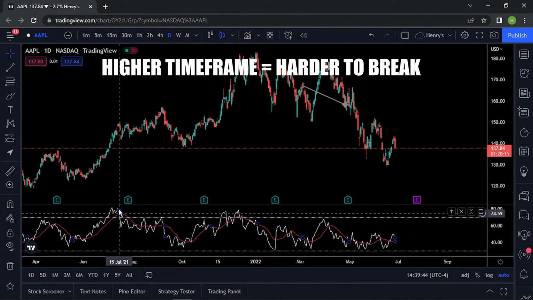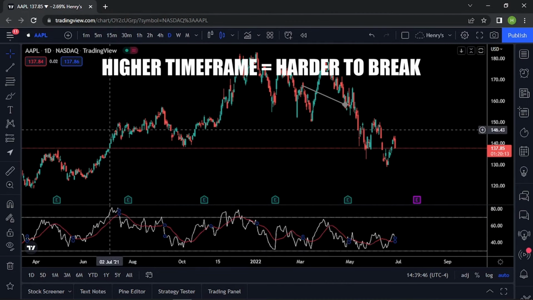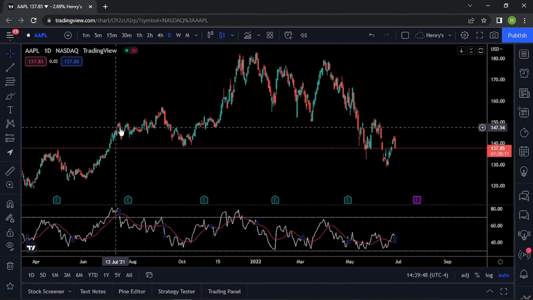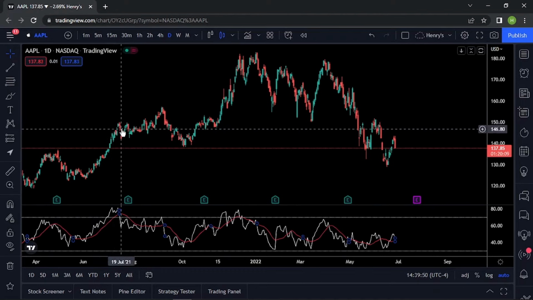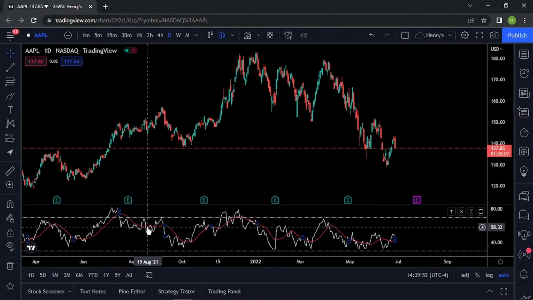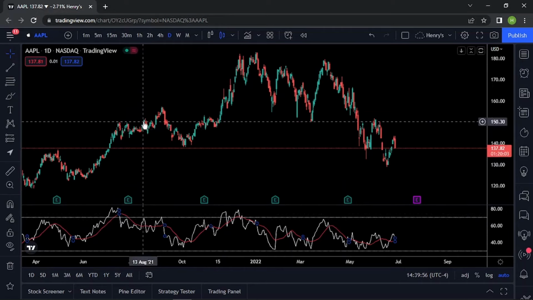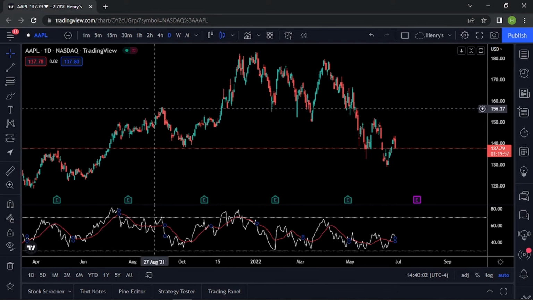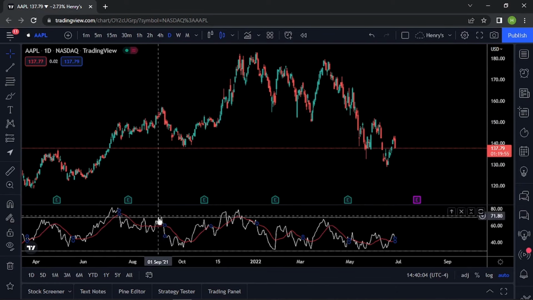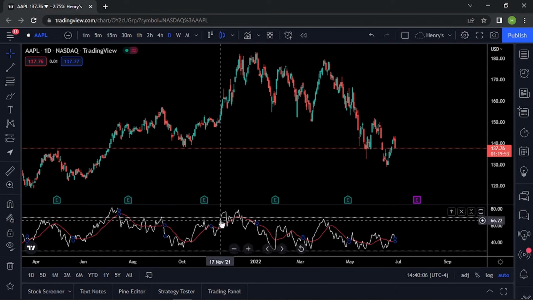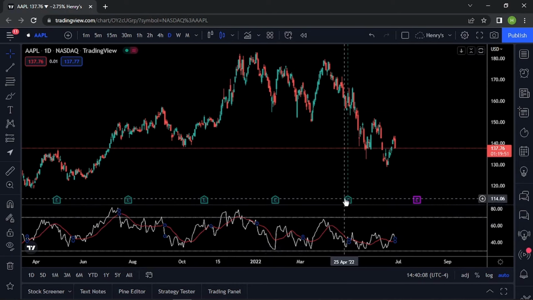Always chart from higher timeframes to lower timeframes, also known as top-down method. Your higher timeframe indicator data will always be stronger than your lower timeframes. Remember, higher timeframes equals harder to break trends. The more collective data you have, the more resistant that asset will be from breaking out from that trend. Works on any timeframe, but it works best on higher timeframes.